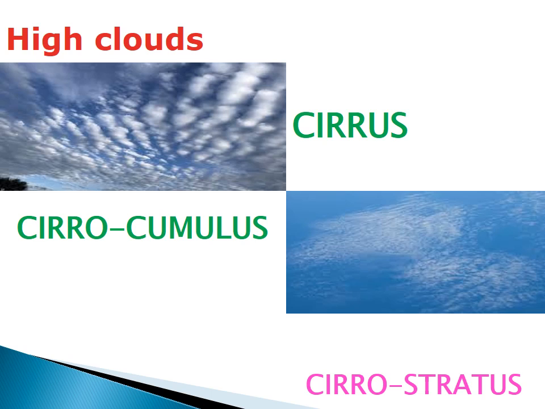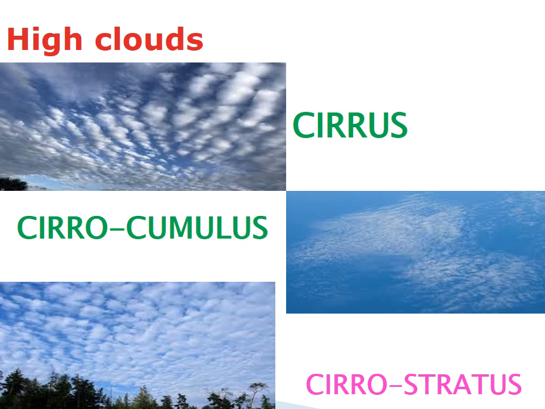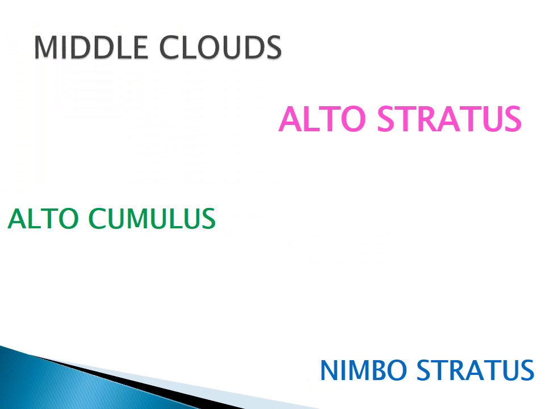The next one is cirrostratus. This is the picture of cirrostratus. Okay, smooth, milky, transparent, whitish clouds composed of tiny ice crystals. Okay, so in high clouds, three types of clouds are there: cirrus, cirrocumulus, and cirrostratus. Everything has tiny ice crystals. And the next one is middle clouds.